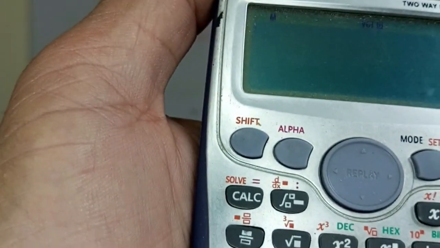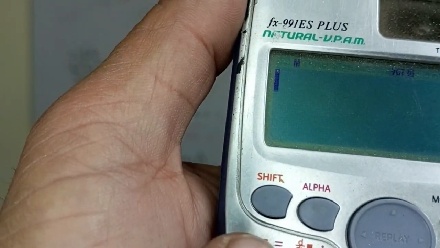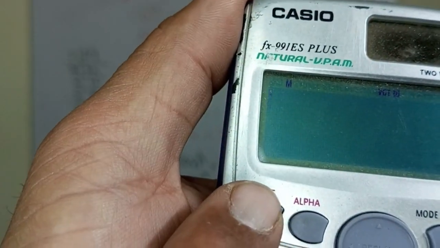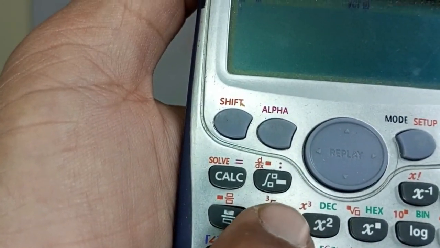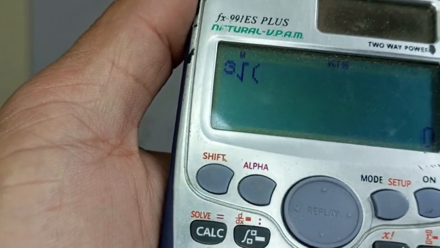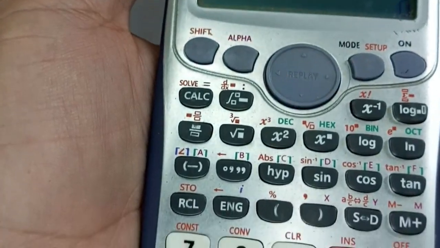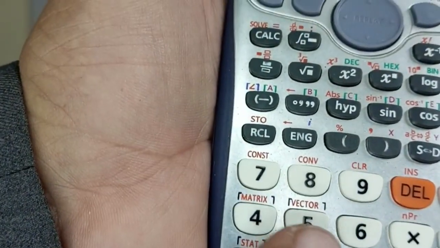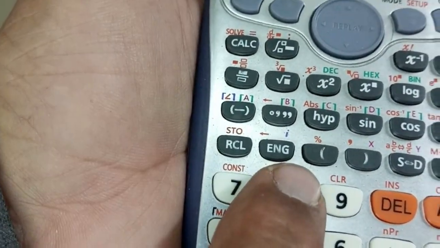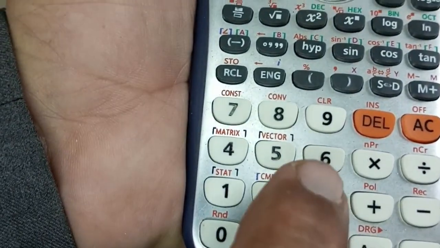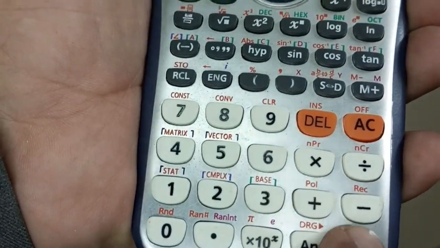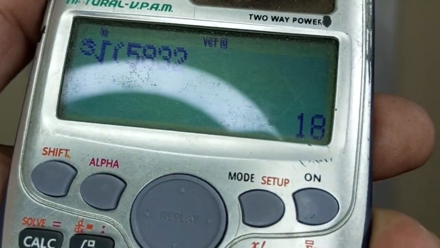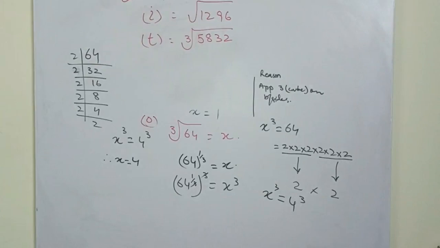It comes with this shift sign. So I put the shift sign on, then I use this one, the same number. And what is the number? The cube root of 5832 is equal to 18. So the answer here is 18.